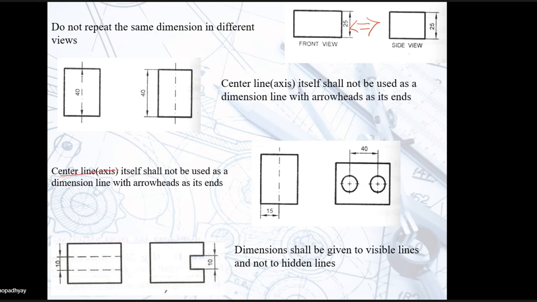The center line or axis line shall not be used as a dimension line with an arrowhead at its end. Now center lines are used to denote the center of circles. For any circle the center line is an absolute must. So the center line should not be used as a dimension line.